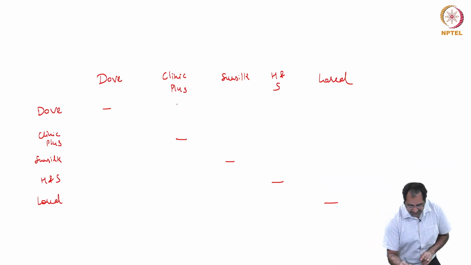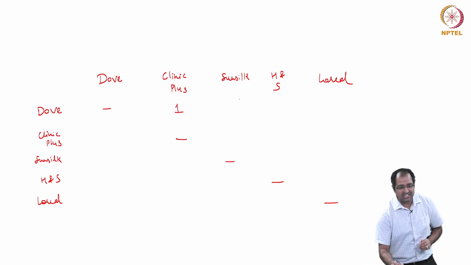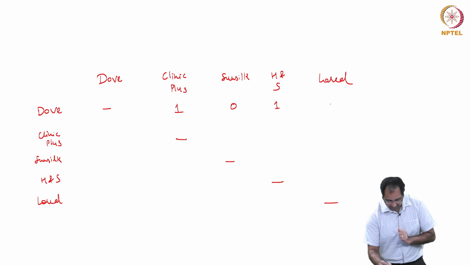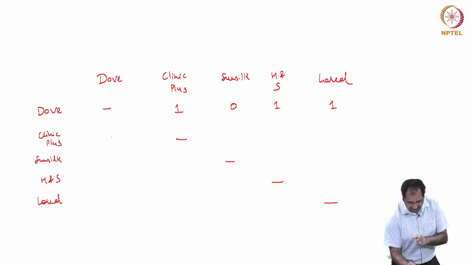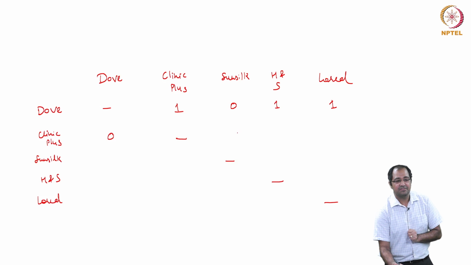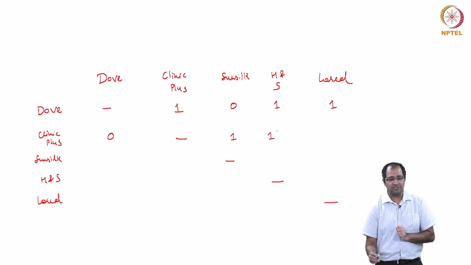Clinic Plus. So we give a score of 1 if the column is preferred over the row. Between Sunsilk and Dove? Dove. Between Head and Shoulder and Dove? Head and Shoulder. Between L'Oreal and Dove? L'Oreal. Now in the next row, Dove and Clinic Plus we have already evaluated. Clinic Plus is more, so we will put 0. Now Sunsilk and Clinic Plus? Sunsilk. Head and Shoulder and Clinic Plus? L'Oreal and Clinic Plus? L'Oreal.